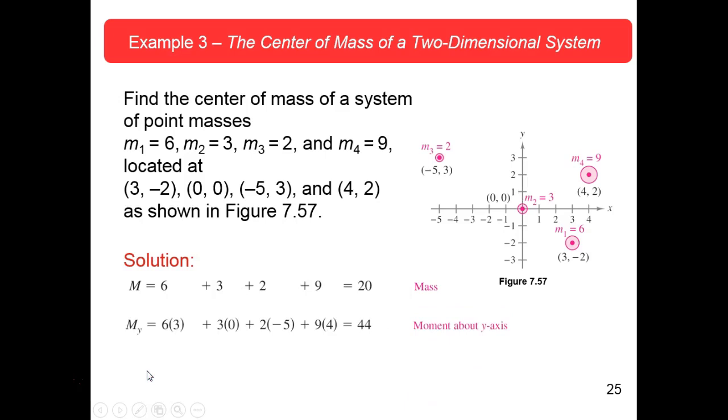So they identify the 4 masses, total of 20, and they started with the moment with respect to the y-axis, which is going to produce your x bar. 6 times 3, the first one, plus 3 times 0, plus 2 times -5, plus 9 times 4. That came out 44. And M sub x, the moment about the x-axis, which is going to be your y value, is 6 times -2, plus 3 times 0, plus 2 times 3, plus 9 times 2. And that gave you 12.